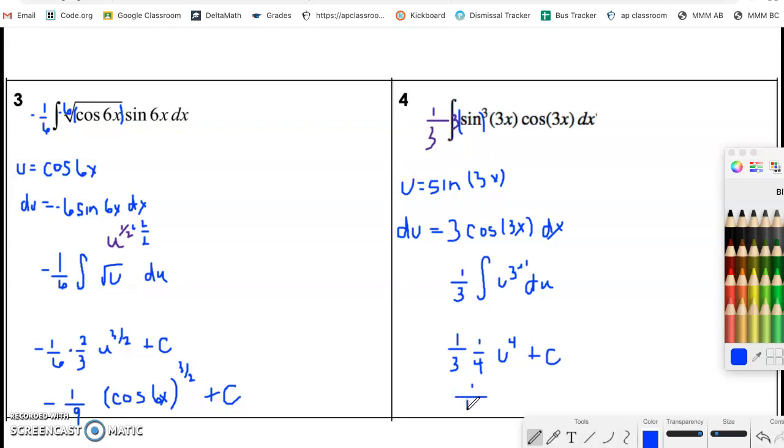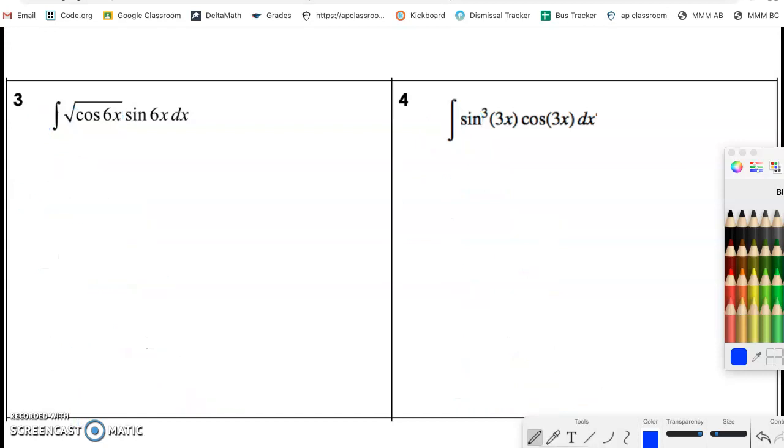So 1/12, and my u, which was going to be sine to the 4th of 3x plus c. All right.